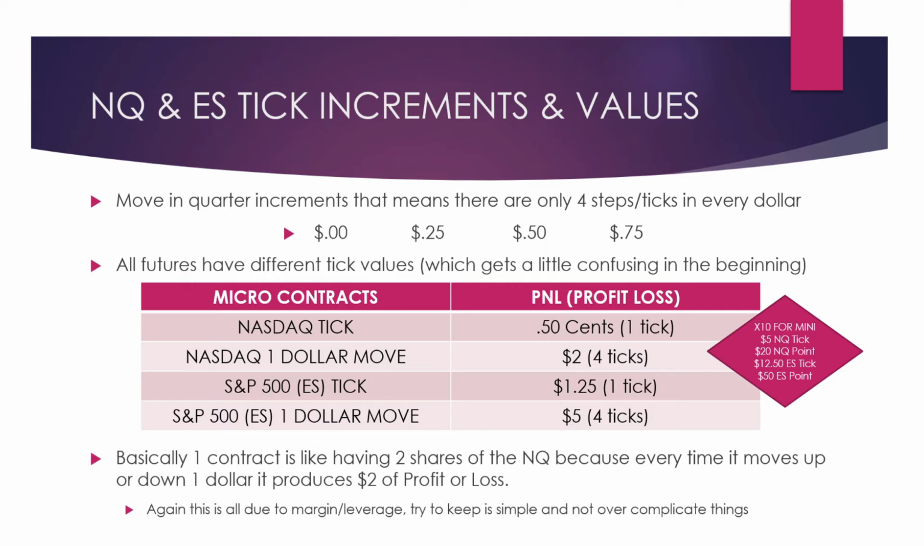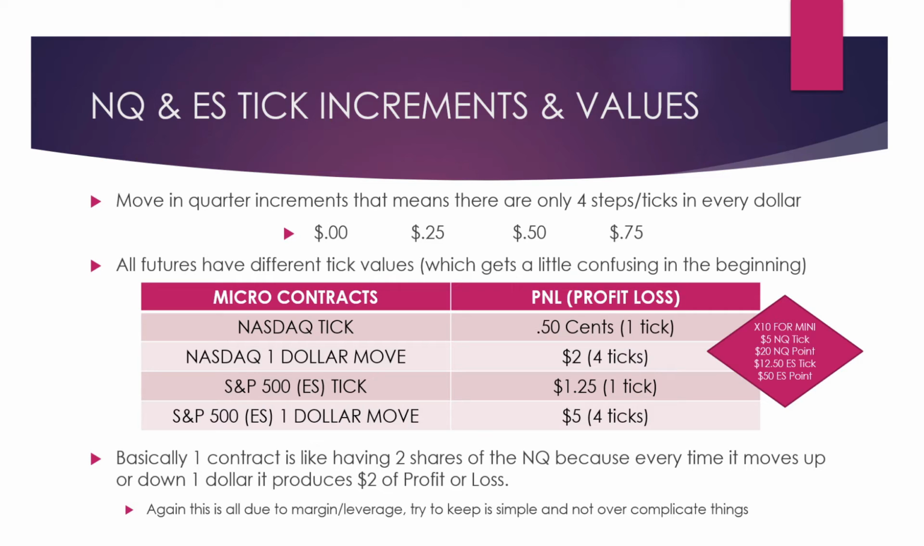Now let's talk about the S&P 500 or the ES. So the NASDAQ does have much bigger range intraday every single day. The ES has much lower range. However, the tick value is bigger. So for every quarter that the ES moves, you make $1.25 or you lose $1.25 on the micro side, and it's $12.50 on the mini side. Again, minis are just 10 times more.